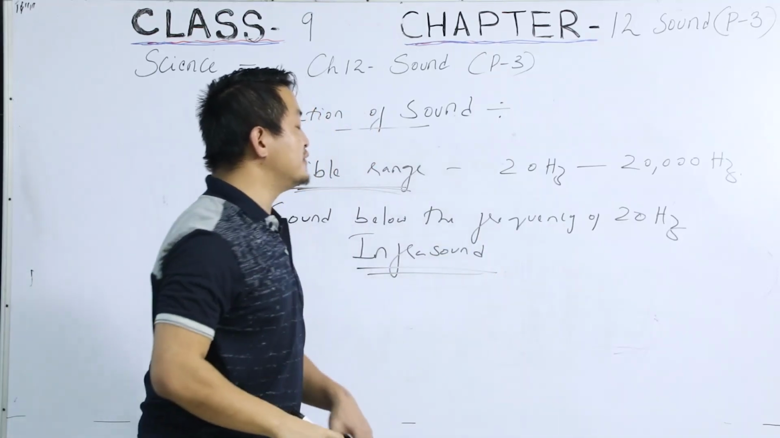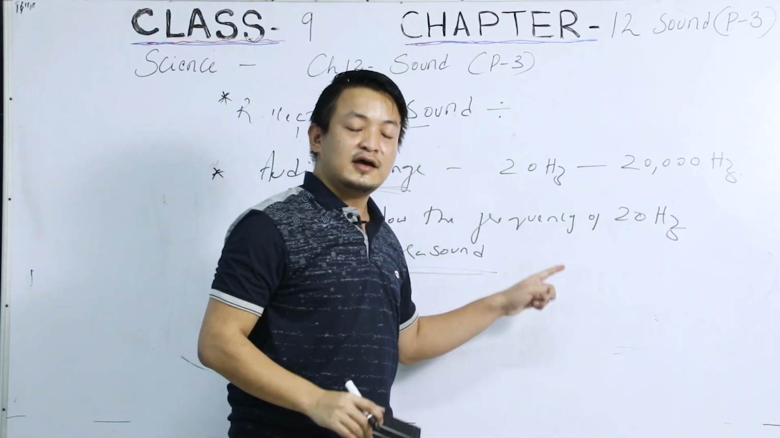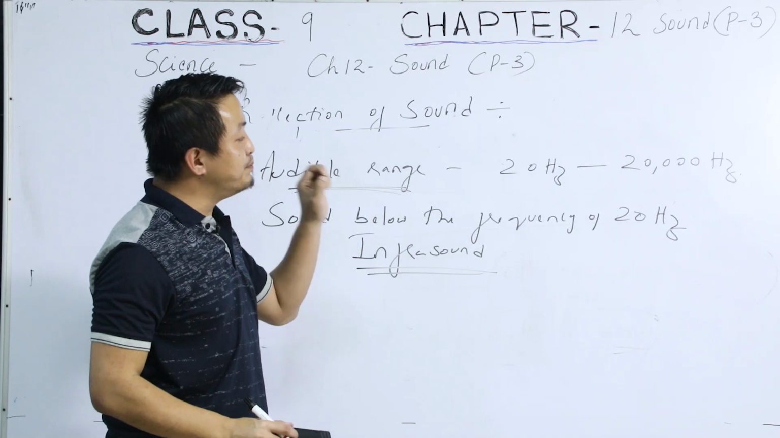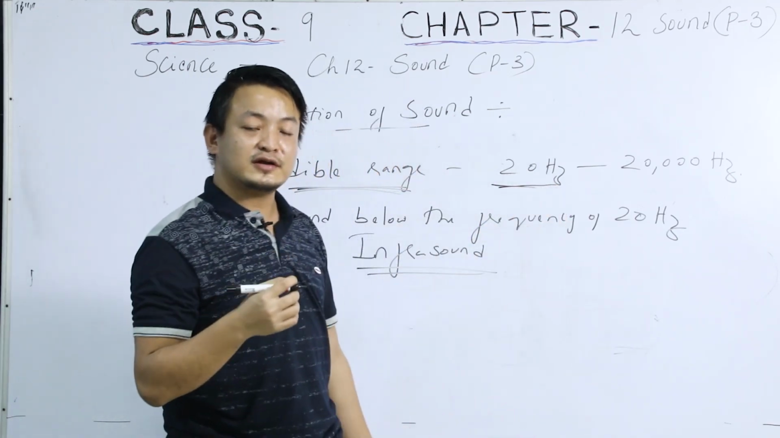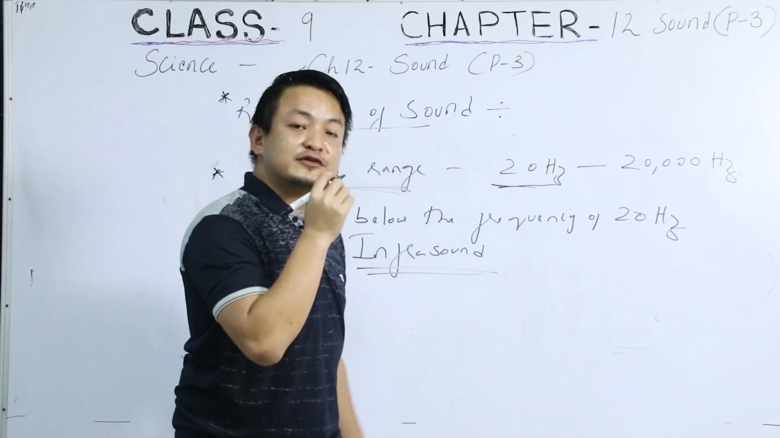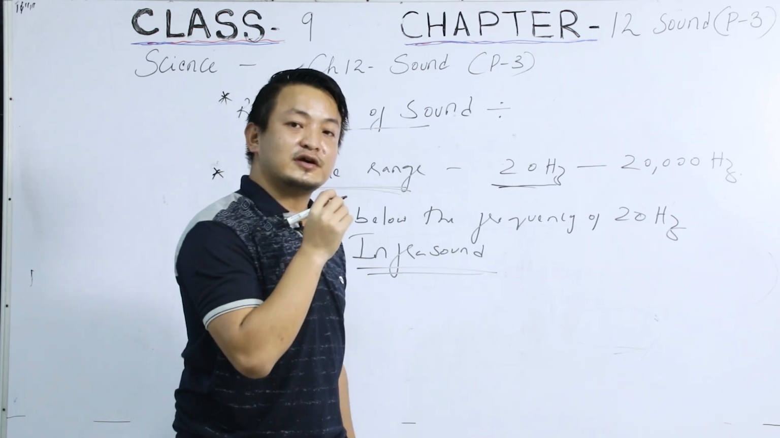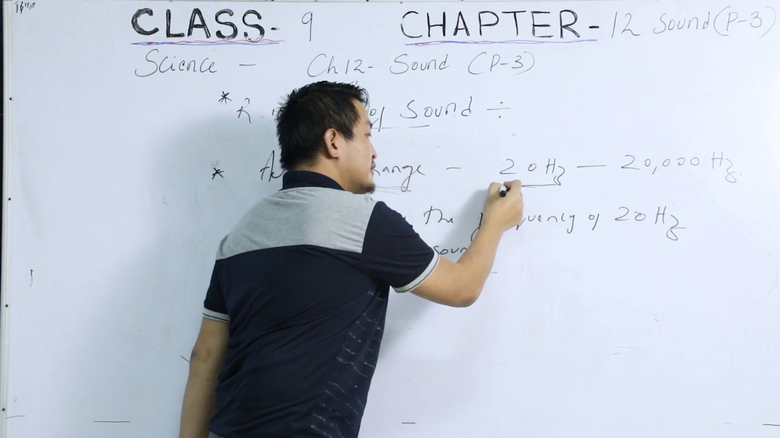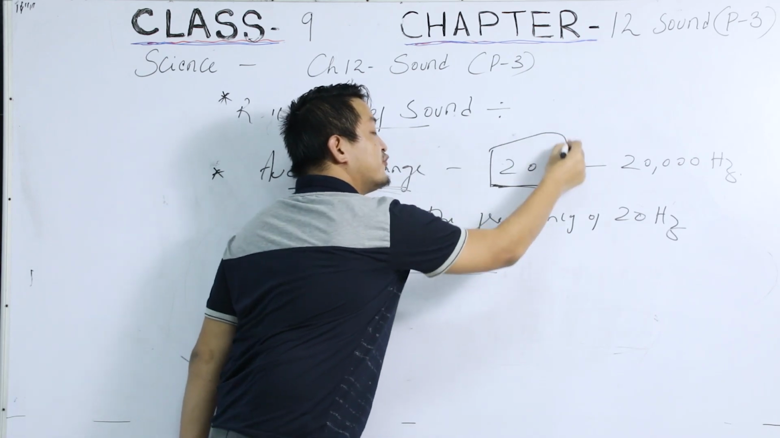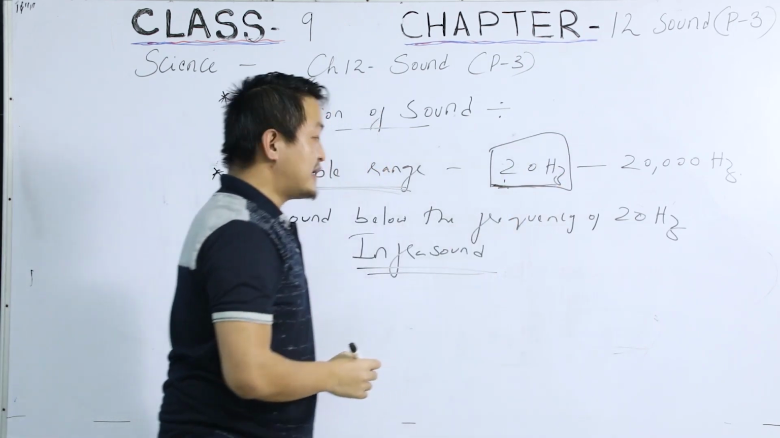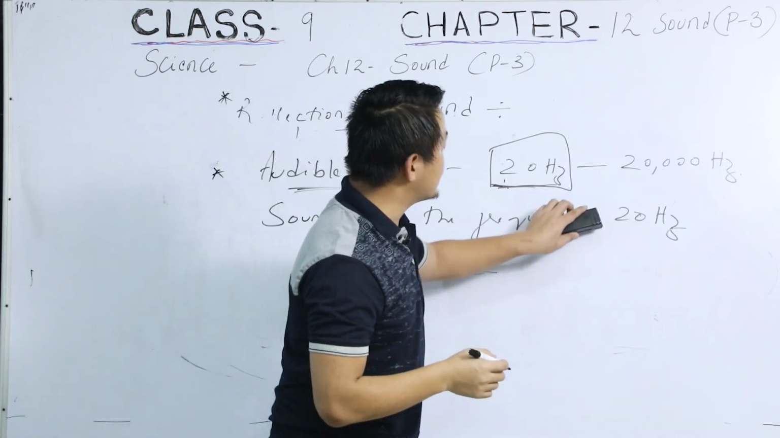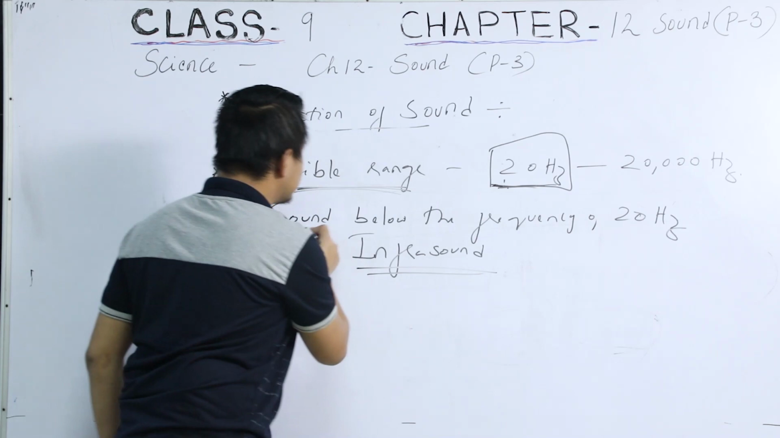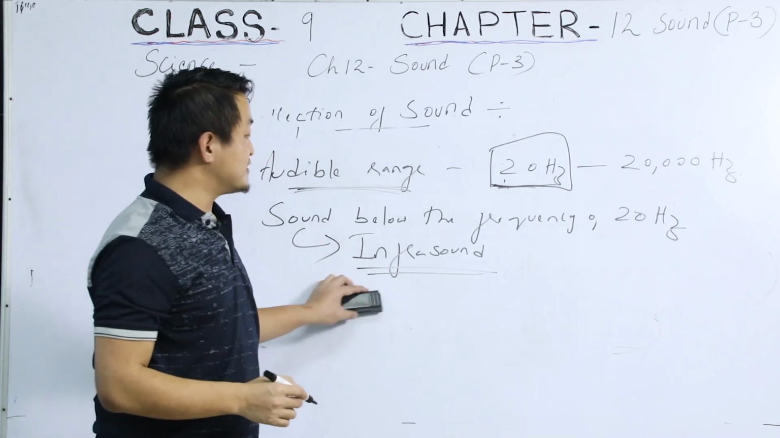So infrasound means it is below 20 hertz. For a human being, the minimum frequency should be 20 hertz for us to hear. Sometimes your friend whispers and you are able to hear, right? So at least the minimum frequency should be 20 hertz, and sound below the frequency of 20 hertz is known as infrasound.